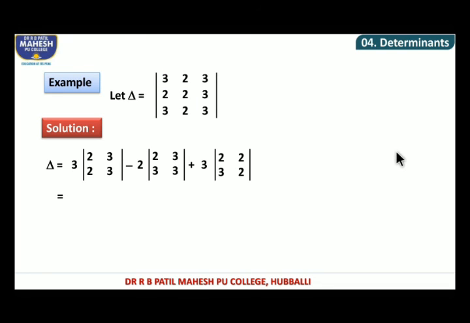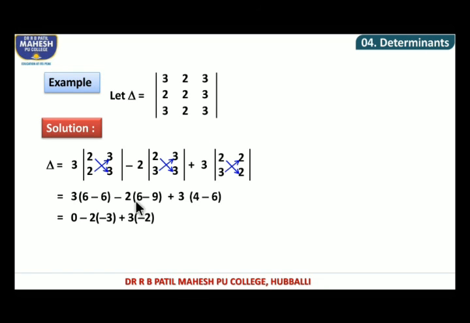Now simplify this one. 3 into the determinant: 2 into 3 is 6, minus 2 into 3 is 6, so it is 6 minus 6. Minus 2 here, and the value of the determinant is 2 into 3 is 6, minus 3 into 3 is 9, so it is 6 minus 9. Plus 3 into the bracket of 2 into 2 is 4, minus 3 into 2 is 6, so 4 minus 6.